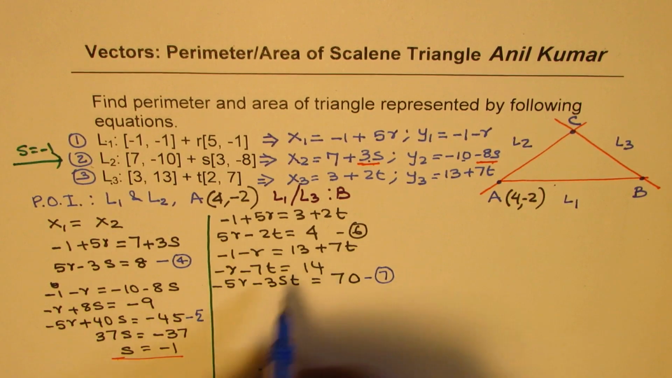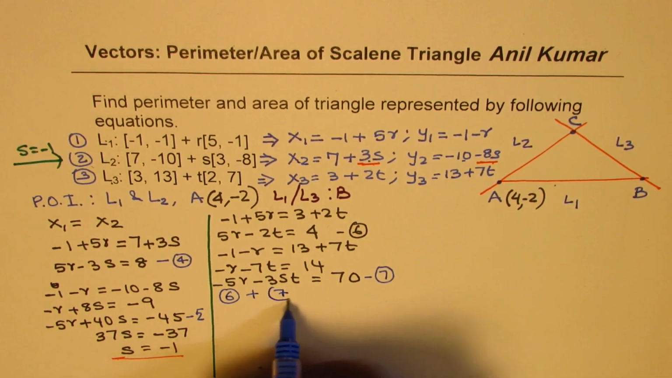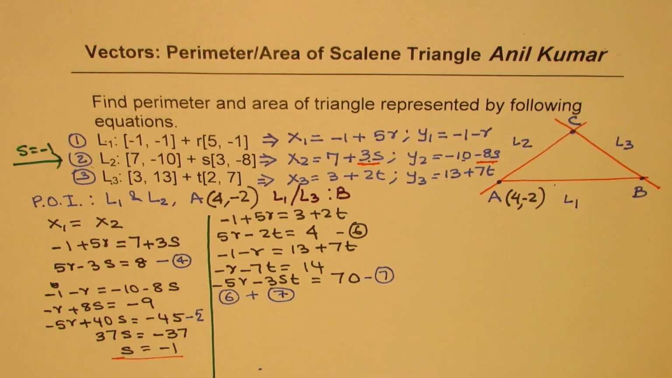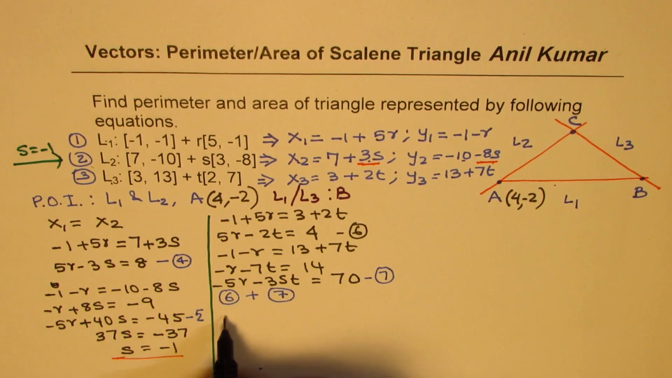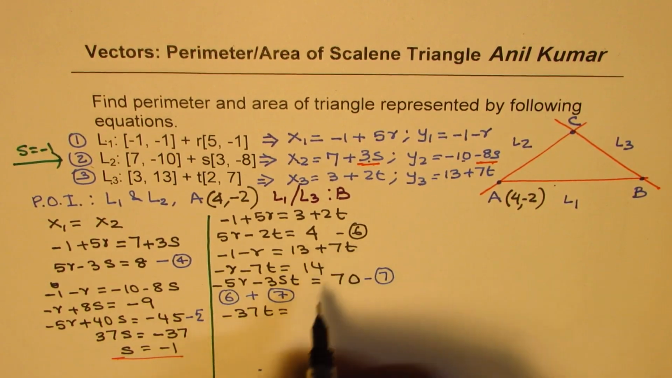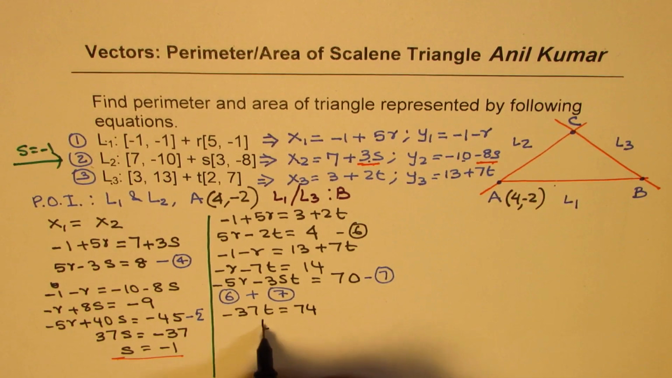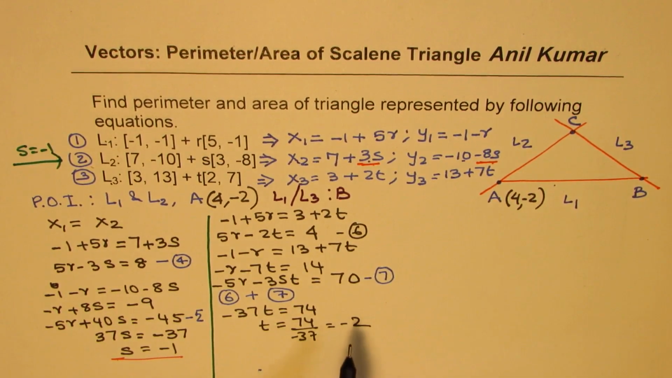Now, if I add equation 6 and equation 7, what do I get? 5r and minus 5r cancel. We get minus 37t equal to 74, or t is equal to 74 over minus 37, which is minus 2.